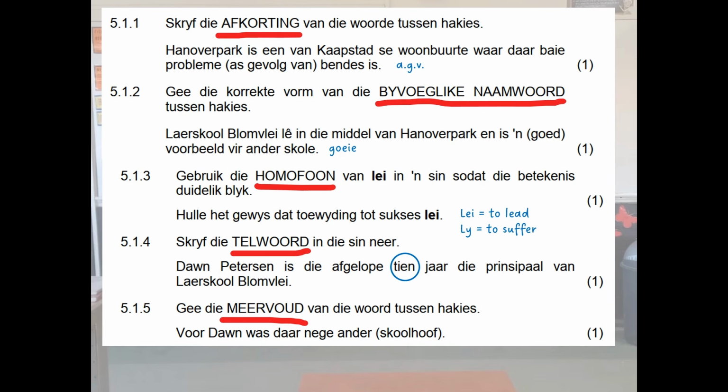Meervoud, you have to change the word skoolhoof into a meervoud. 1 skoolhoof, 2 skoolhoofde.